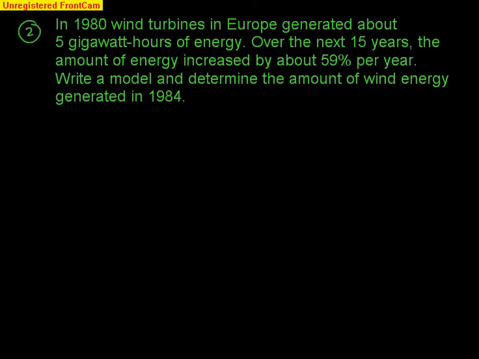Okay, here is our next problem. I'll read it to you. Hopefully you write this down. In 1980, wind turbines in Europe generated about 5 gigawatt hours of energy. Over the next 15 years, the amount of energy increased by 59% per year. Write a model and determine the amount of energy generated in 1984. Okay, so you need to understand that this word increased is important. Increased means growth.